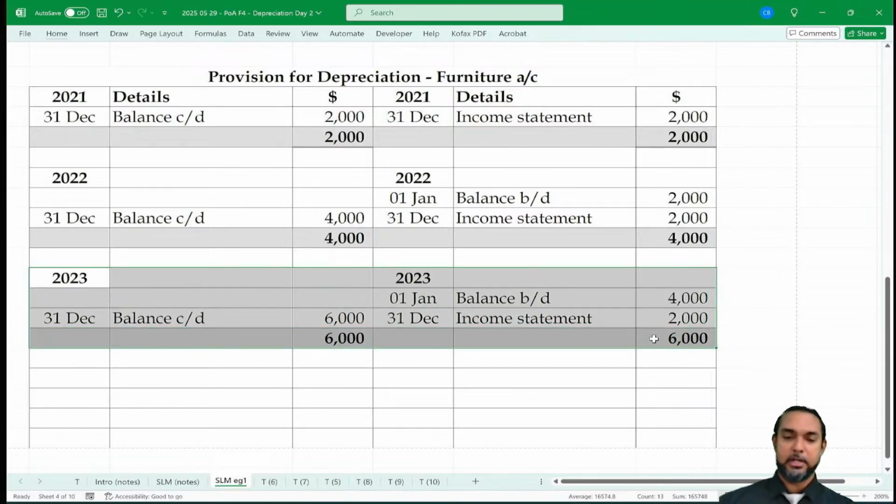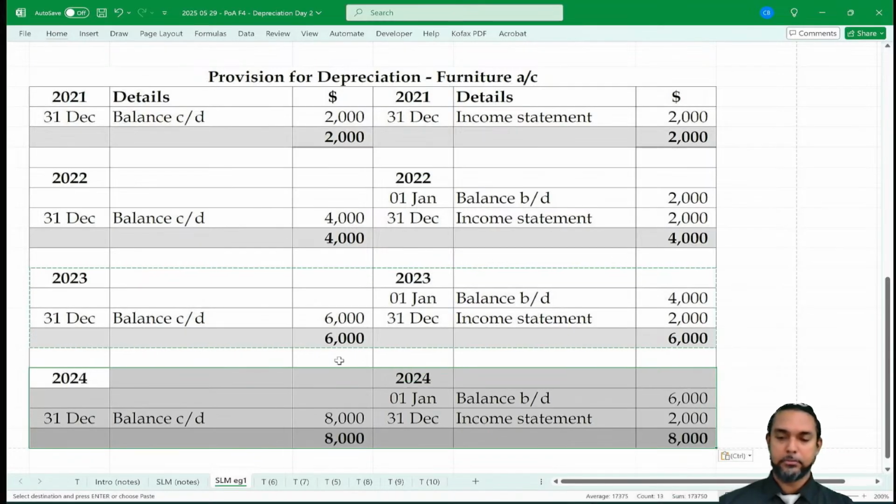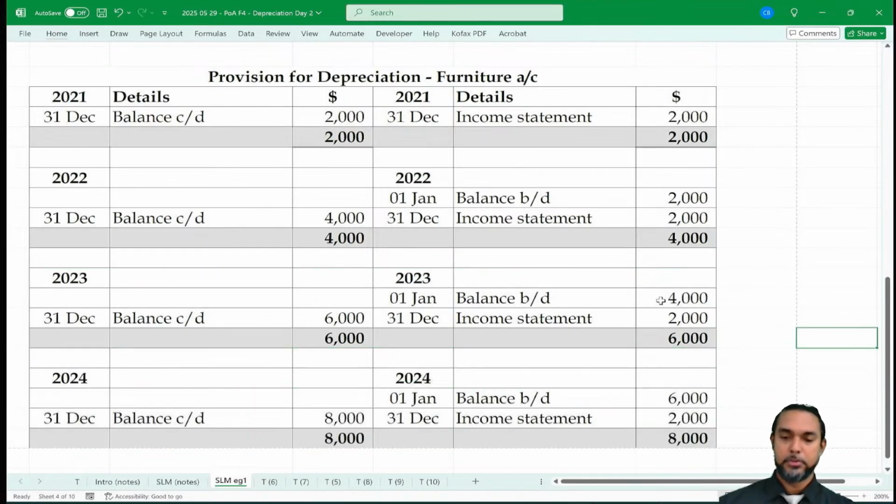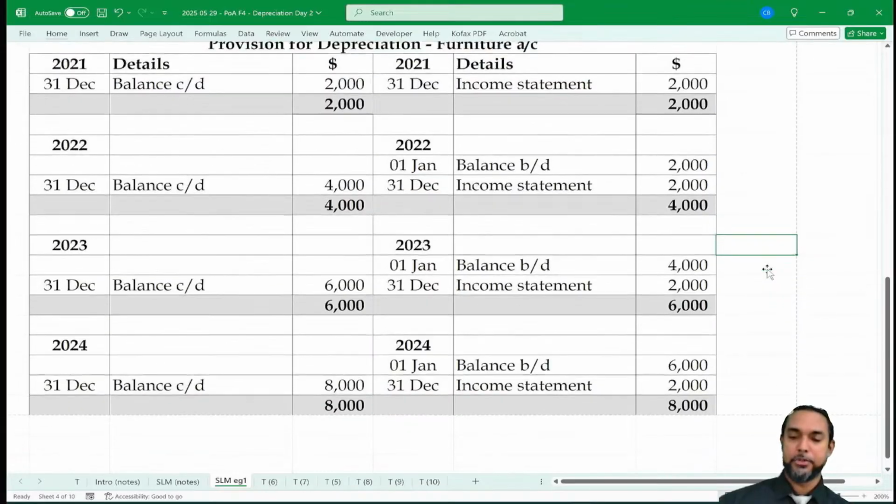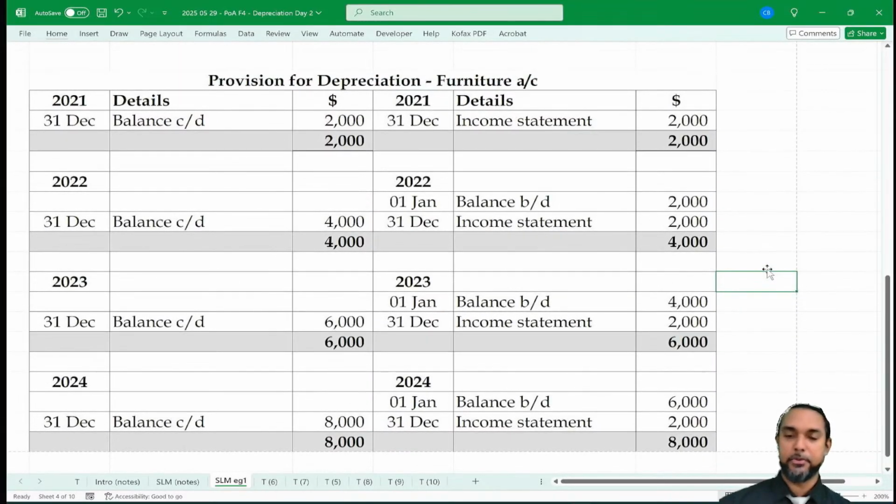Alright. And then I'll copy and paste the whole year 4. So in year 4, we brought down 6,000, we charged 2,000 again, and the total now is 8,000. I won't bother to show the balance brought down in 2025, because what is supposed to happen at the end of an asset's life is that we dispose of the asset. We get rid of it, we sell it off.